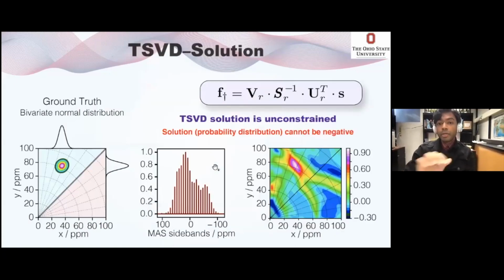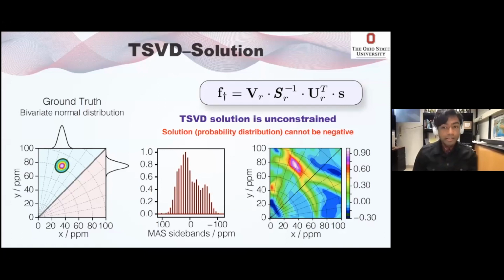But when we try to do that, we see something like this. What I'm showing here on the left is the ground truth solution, the probability distribution that I started with. In the middle is the MAS sideband spectra corresponding to the distribution shown on the left. And on the right is the TSVD solution, F sub dagger.